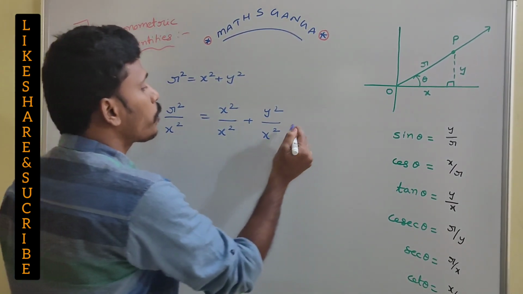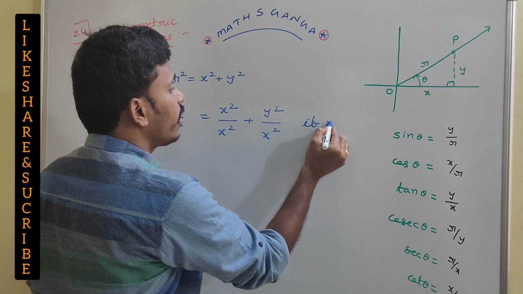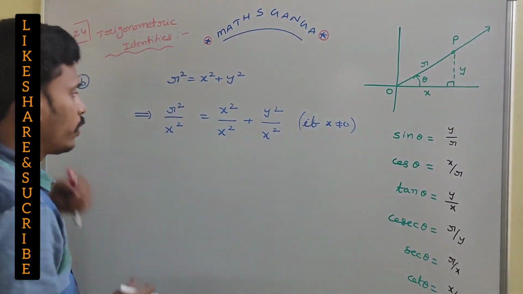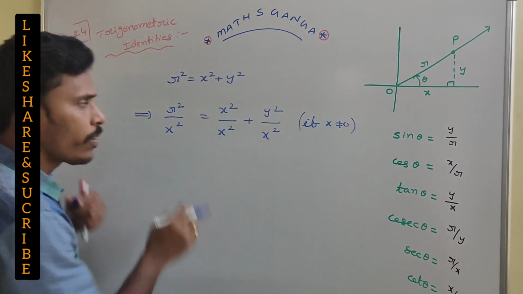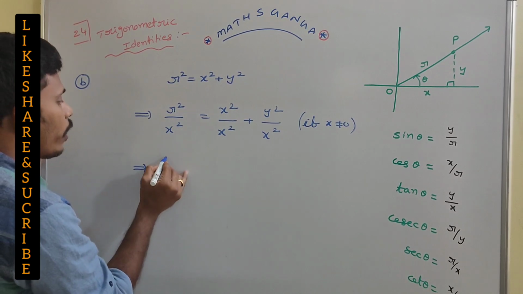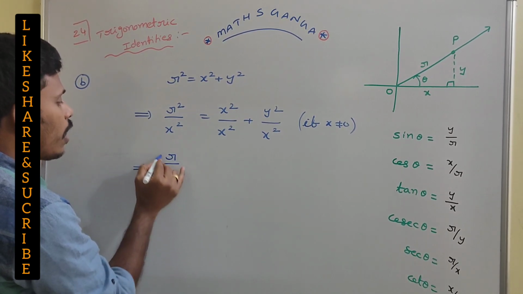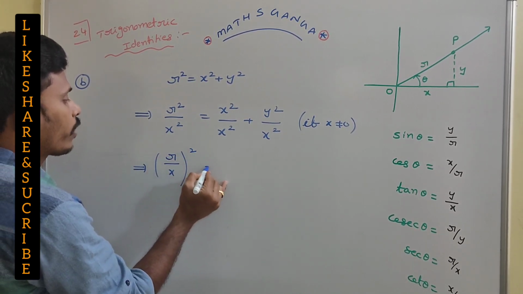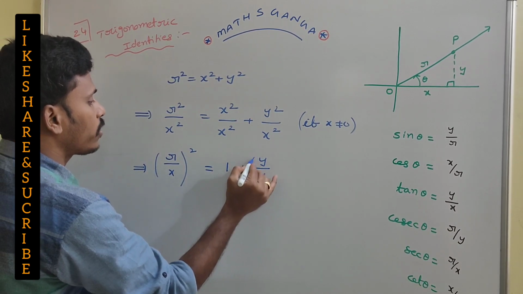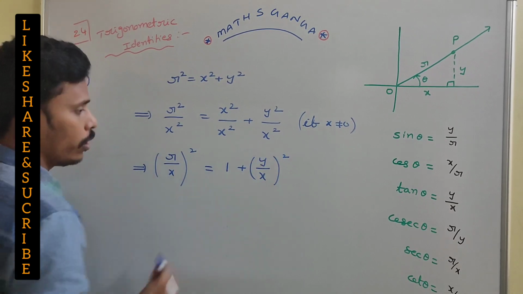So this division is possible if x is not equal to 0. You need to identify that one, okay? Treat x as non-zero so that this division is possible. This implies r square by x square, which is nothing but (r by x) whole square, is equal to 1 plus y square by x square, which is nothing but (y by x) whole square.